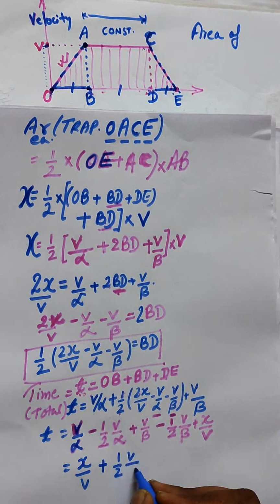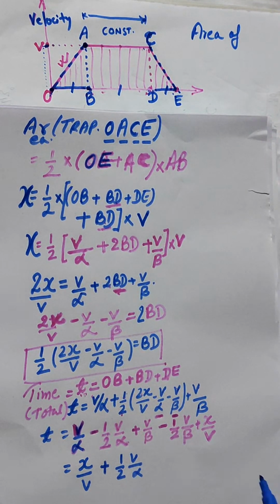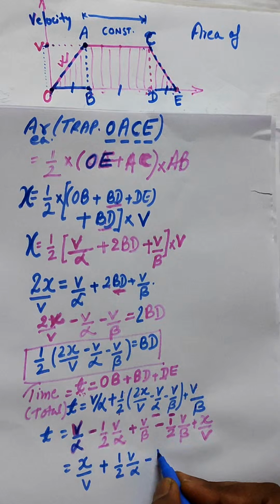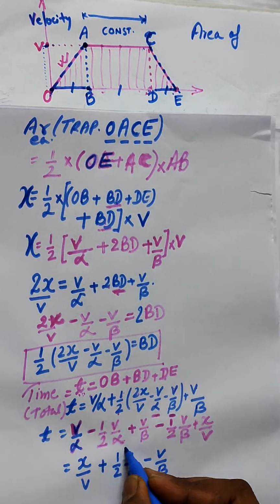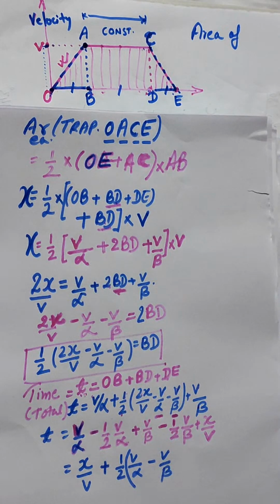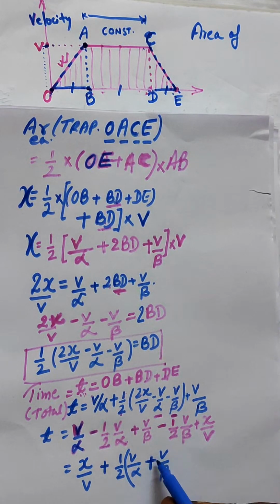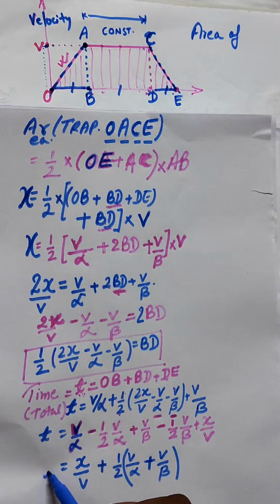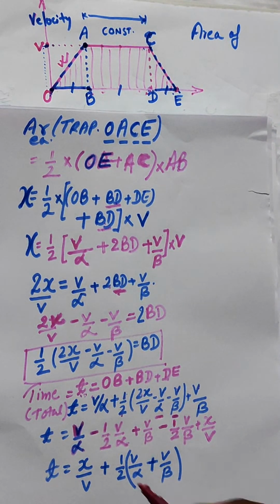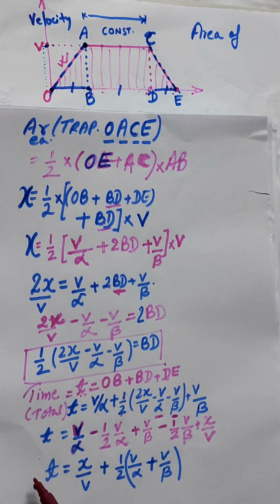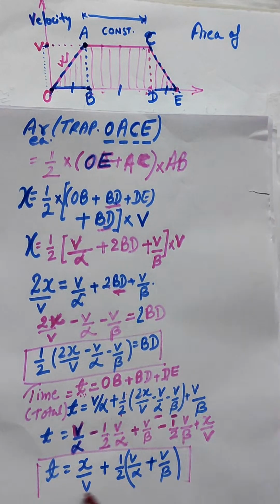V by alpha, right? And V by beta minus half V by beta, this will give you minus half V by beta. Taking half as common, it will be looking like this, right? And there will be a plus sign because V by beta minus half V by beta will be V by beta. So this is the value of the time period of the traveling of this train for this entire duration. Okay, and this we have derived it now. So this is your answer.